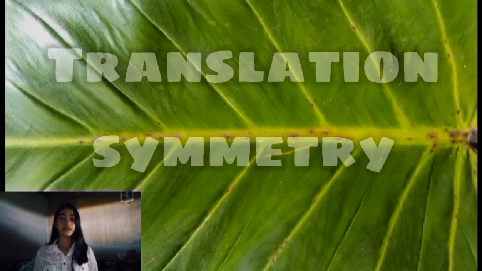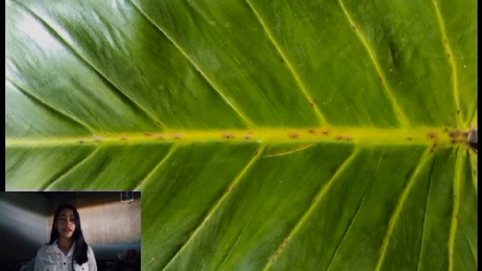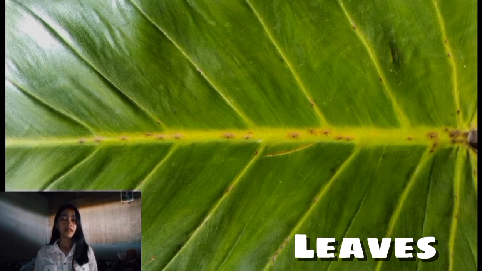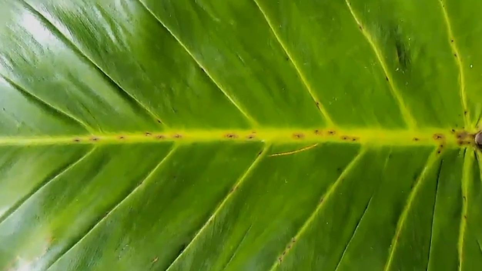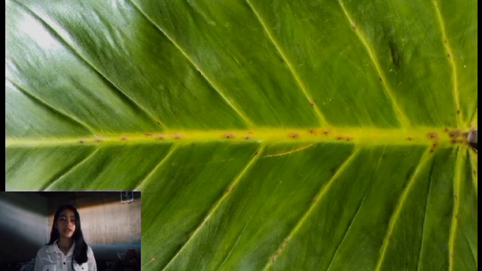Translation symmetry is when something has undergone a movement, a shift, or a slide in a specified distance without any rotation or reflection. An example of this is the leaves. The leaves have undergone a movement, and do not have any rotation or reflection.